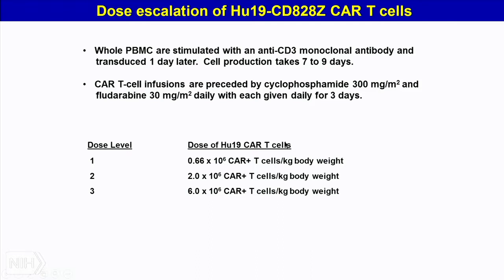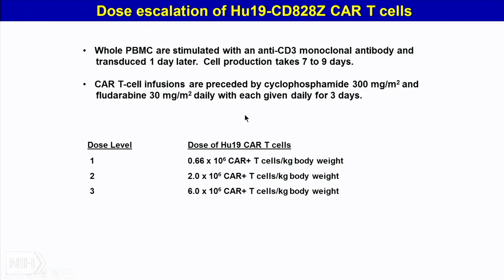We use a process that takes 7 to 9 days to make the cells. We gave the patients the same chemotherapy regimen that I mentioned before, 300 milligrams per meter squared of cyclophosphamide, fludarabine at a dose of 30 milligrams per meter squared, both given for 3 days. And then the patients get 2 days off, then they get the CAR T cell infusion. It's a phase 1 dose escalation trial.